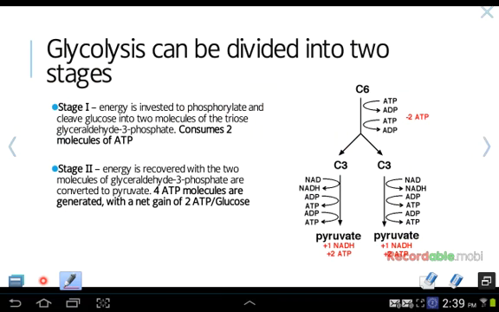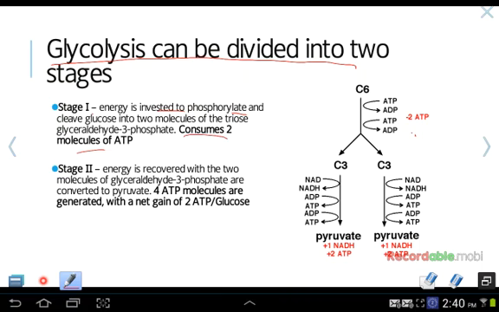Okay. So as I touched on a second ago, glycolysis can be divided into 2 stages. Stage 1 is where energy is invested. So we consume 2 molecules of ATP here. Energy is invested to phosphorylate and cleave glucose into 2 molecules of the triose glyceraldehyde 3-phosphate, or we call this G3P for short. So that consumes 2 molecules of ATP.